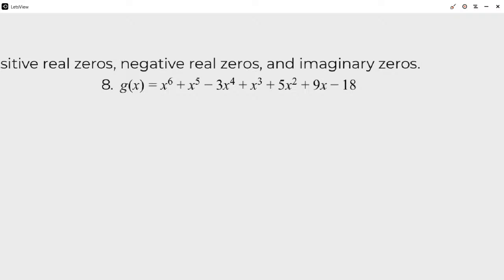Okay, next one, we're going to do the same thing. So g of negative x. So I'm just changing all of the signs for the odd powers. So x to the 6th minus x to the 5th minus 3x to the 4th minus x cubed plus 5x squared minus 9x minus 18.